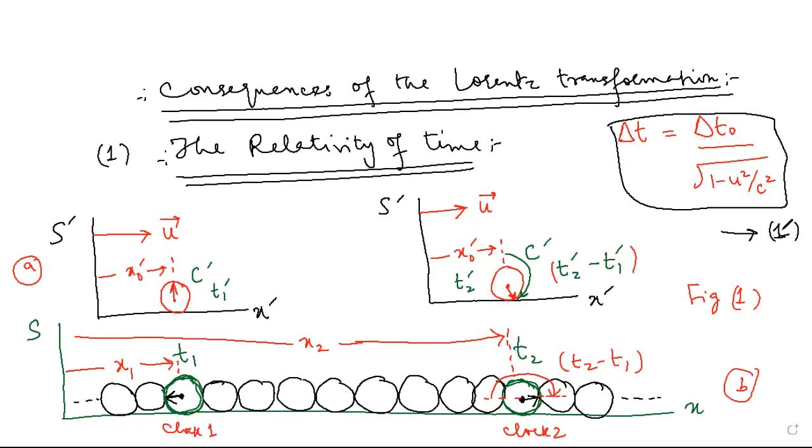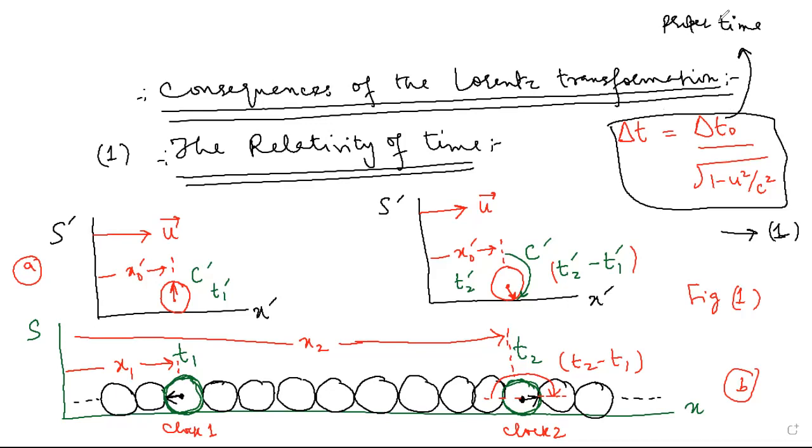Remember, what is delta t naught? Delta t naught is the time interval measured by an observer relative to whom the clock is at rest. And in our case, that observer is S prime, right? And this delta t naught is called, you know it, proper time, right?